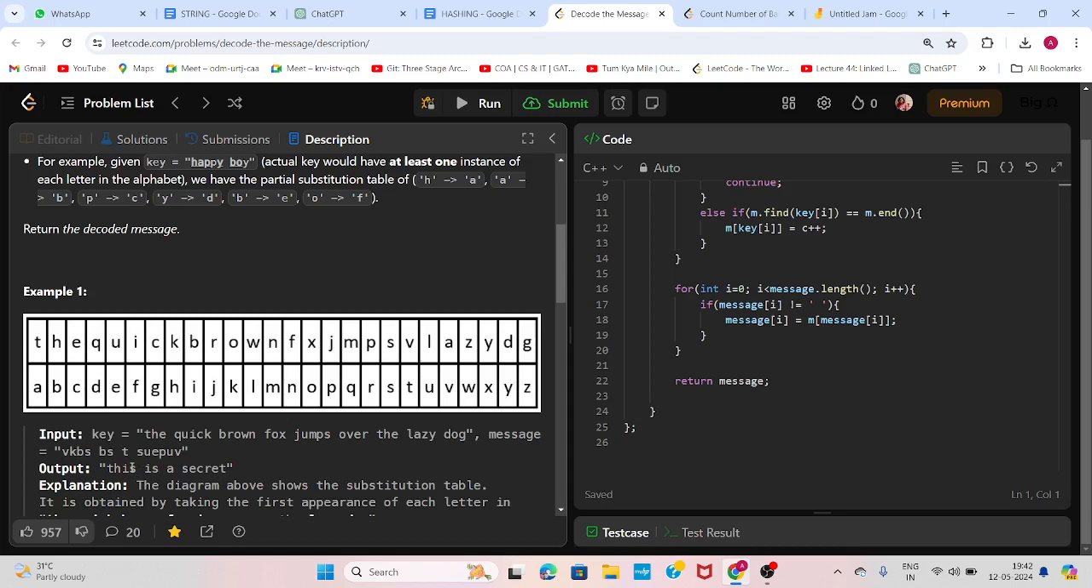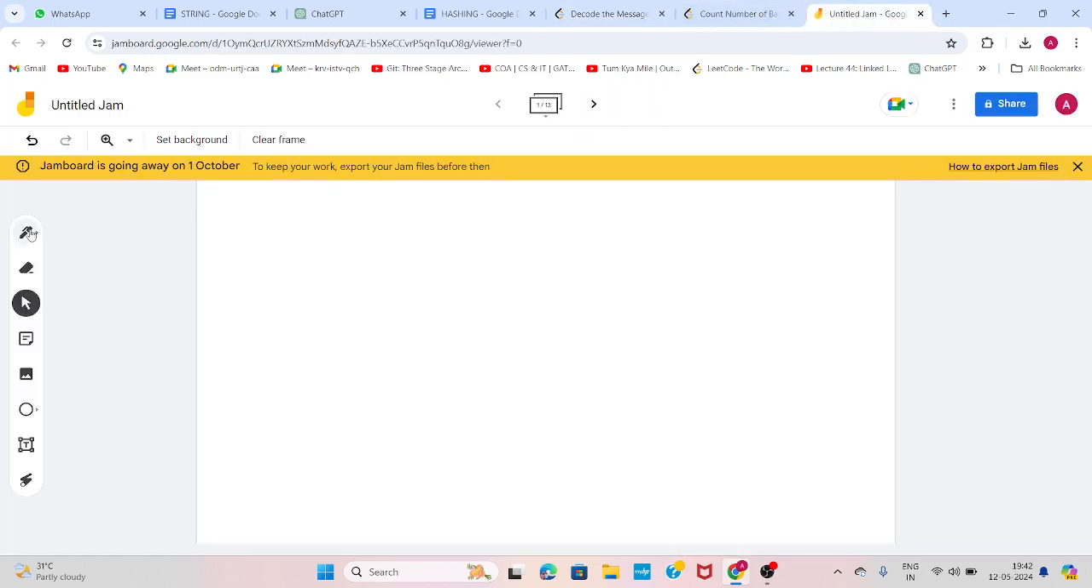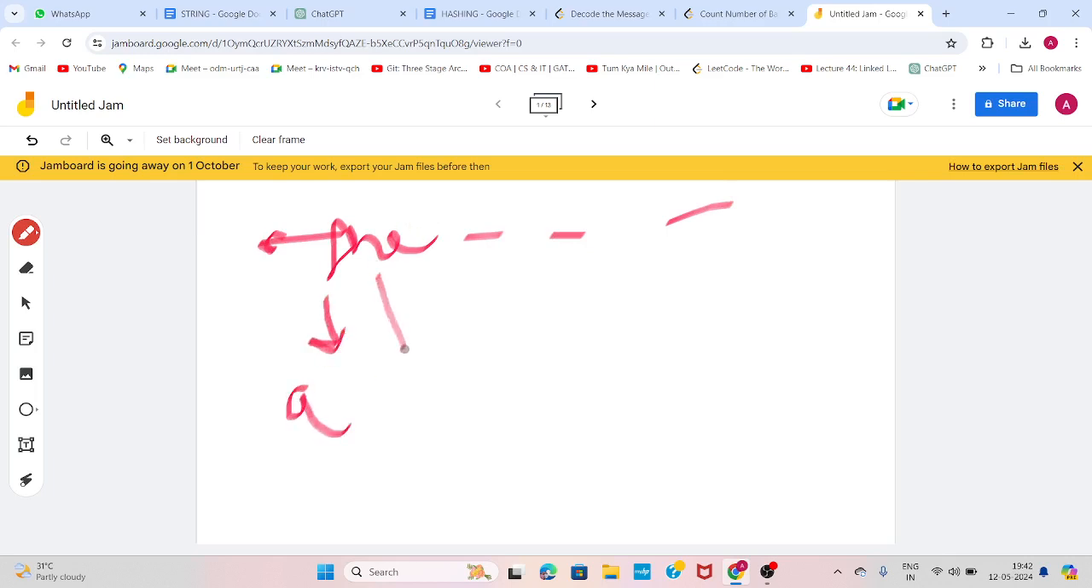You can see that here T is mapped with A, H is mapped with B, E is mapped with C, and so on. So what the question is saying is that whatever the key is given, like the quick brown and so on, we have to map the first letter with A, the next with B, the next with C, and so on. This is the way.